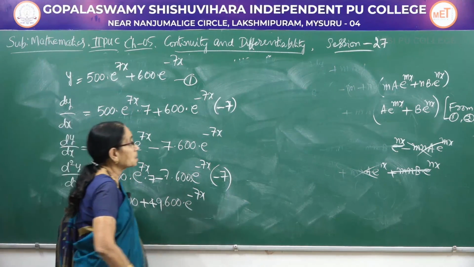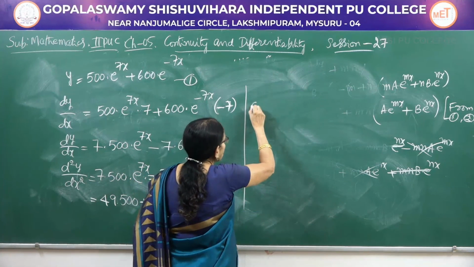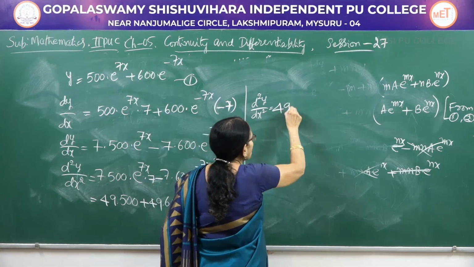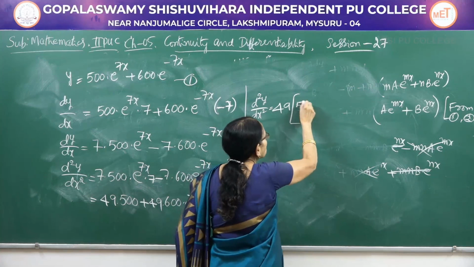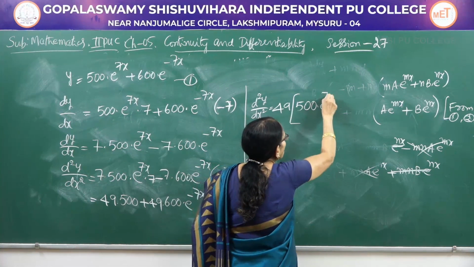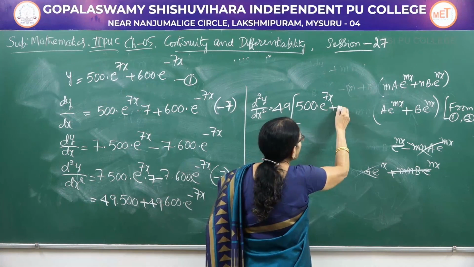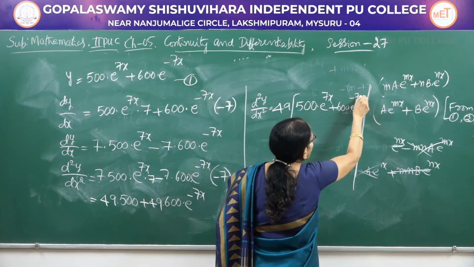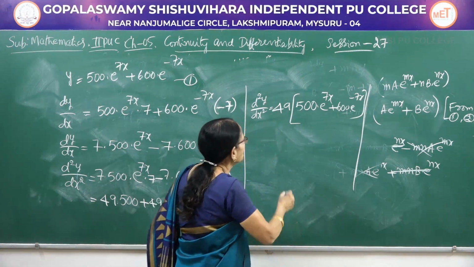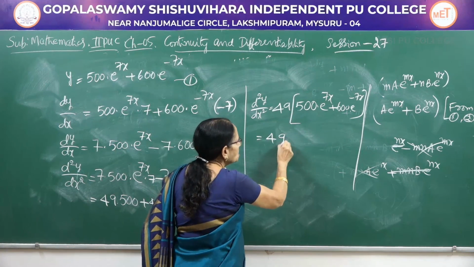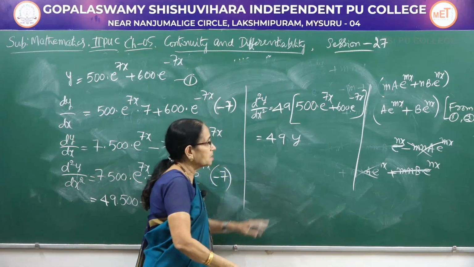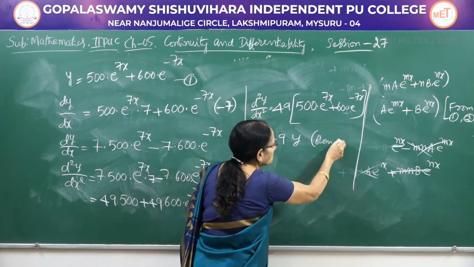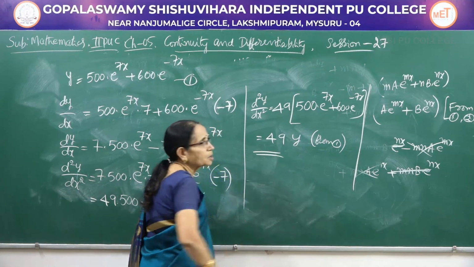We observe that there is a common factor, that is d square y by dx square would be 49. You take it out as common factor. What is remaining? 500 into e to the power 7x plus 600 into e to the power minus 7x. You observe that the one which I have written inside the square bracket is nothing but the given function y itself. So, write it as from 1. Hence, we get the required answer.